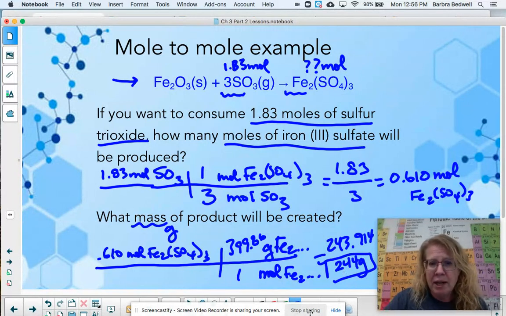So there you go. I hope that helped get you started on the idea of using chemical equations as a type of recipe, right? Reactants in, products out, and the ratio. So you can start to predict your amounts of products or the amounts of reactants that you need.